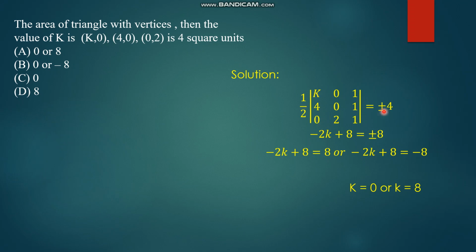And you know how to simplify. I will take the 2 to the right side. This is k into 0 minus 2, that is minus 2k. 0 into anything is 0. 1 into 4 is 8. So, it is minus 2k plus 8 is plus or minus 8. Or minus 2k plus 8 is 8, or it is minus 8. And when you simplify, you get the answer as either k is 0 or k is 8. So, option A will be the answer.